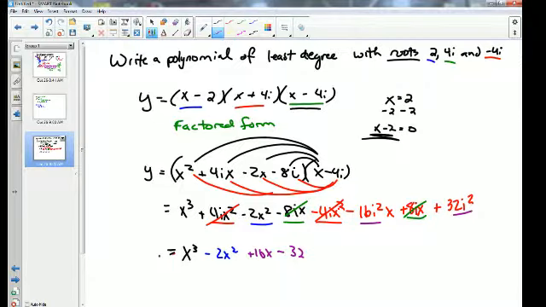Okay, grab a calculator. I'm going to show you how to find roots on a calculator.